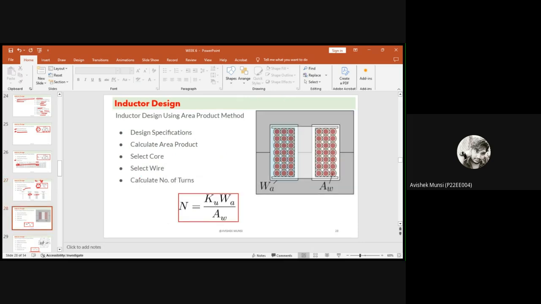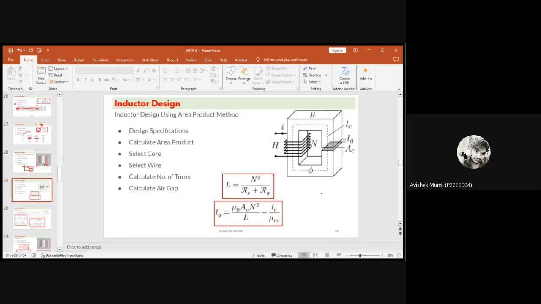After selecting the wire, we have to decide how many turns are required for the inductor. We have the core, we have the wire, now we have to turn the wire onto the core. So how many wire turns do we require? We have to calculate that N is equal to K_u, the window utilization factor, times the window area W_A, divided by the wire area. So that is how we have to calculate the number of turns.